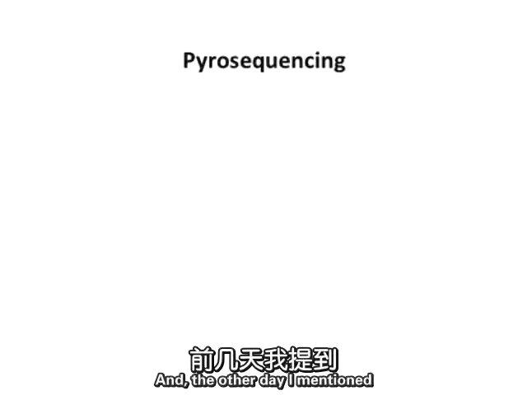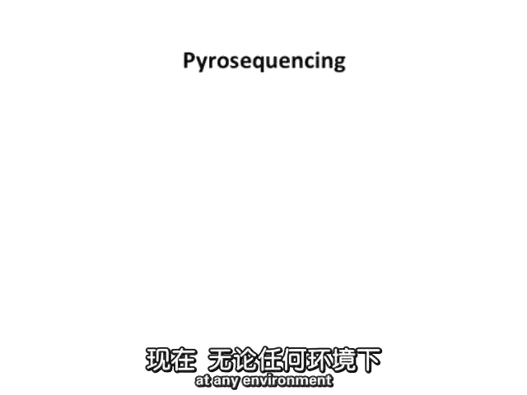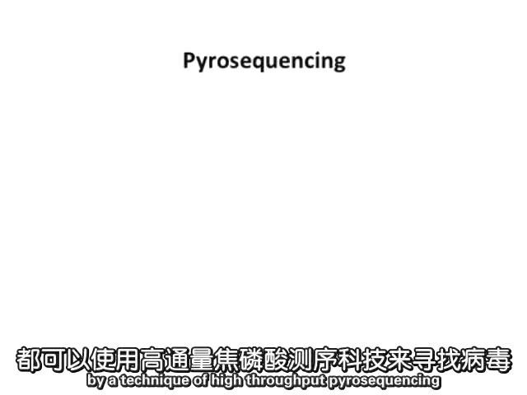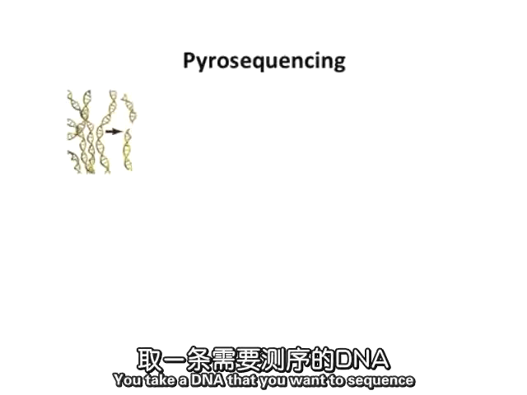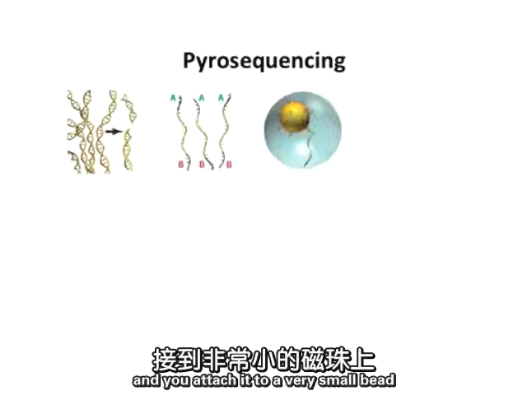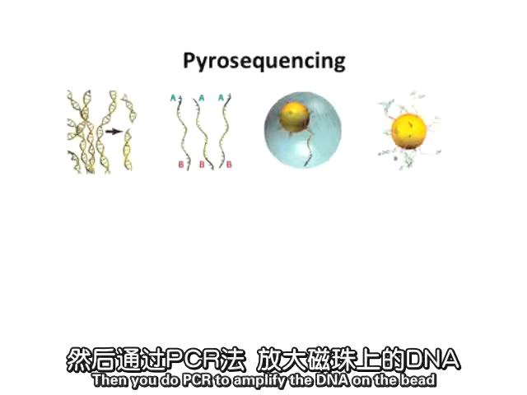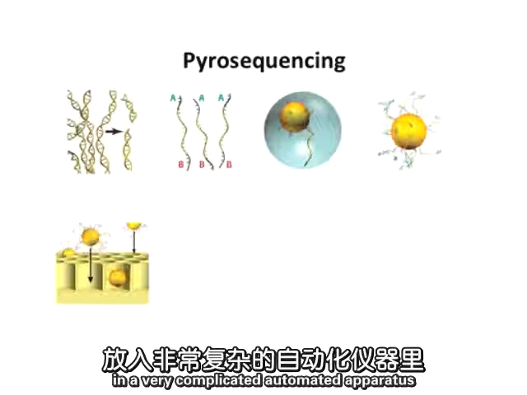And the other day I mentioned how it's possible now to discover viruses in the ocean, in Antarctica, in any environment, by a technique of high throughput pyrosequencing. And this allows you to do millions and millions of bases in a short period. You take a DNA that you want to sequence, you break it up and denature it, and you attach it to a very small bead. Then you do PCR to amplify the DNA on the bead. Then you put each bead in its own well in a very complicated automated apparatus.